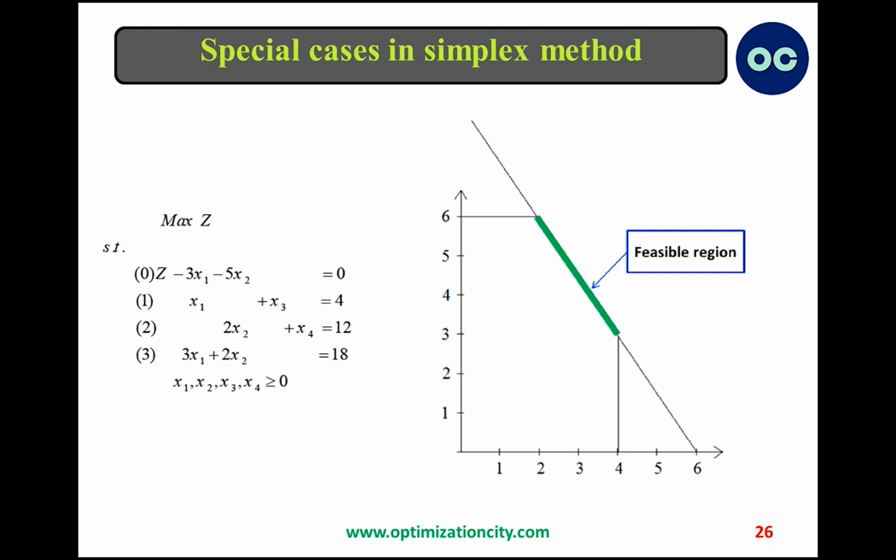Consider this example. The only change in the linear program model in this example is that the third constraint here becomes an equality constraint. So the new model will look like this, and we can have the visual representation of the model here. You can see that the feasible region is a line rather than a space.